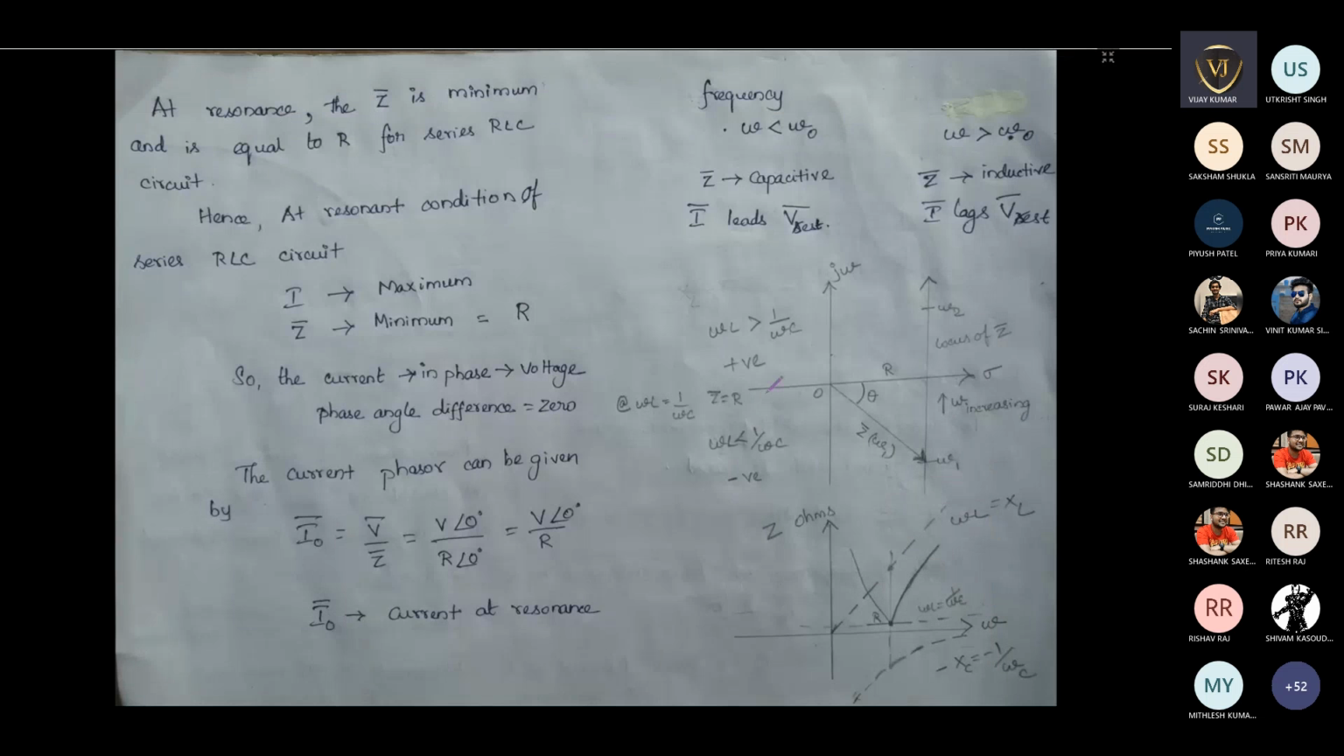It is one simple equation: Z is equal to R plus j omega L minus 1 by omega C. Now I just need to plot the Z. Z has two things: one is the real component and another is the reactive component. I have plotted those here. This is the R axis, that is the real axis. This is the omega axis, that is imaginary.